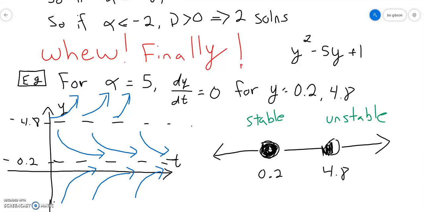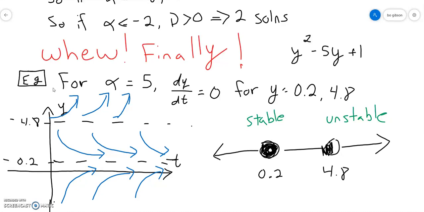So that's what we call a stable equilibrium point, because if I put something on the line, it's not going to move. There's no current. But if I offset it just slightly, the current's going to work to push it back onto that line. It's very nice and safe and stable.